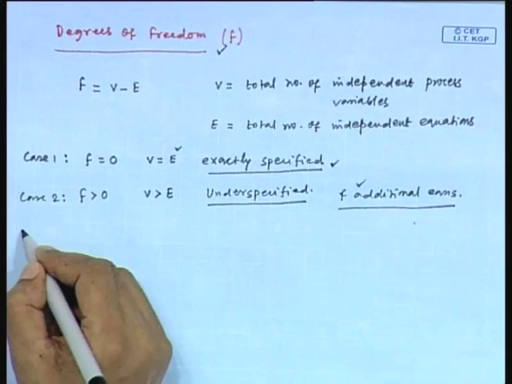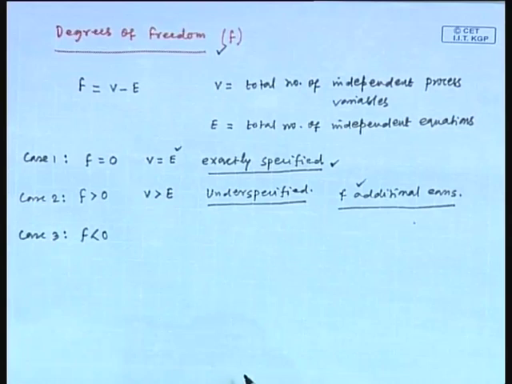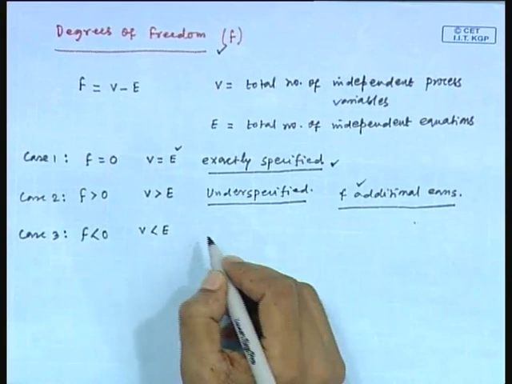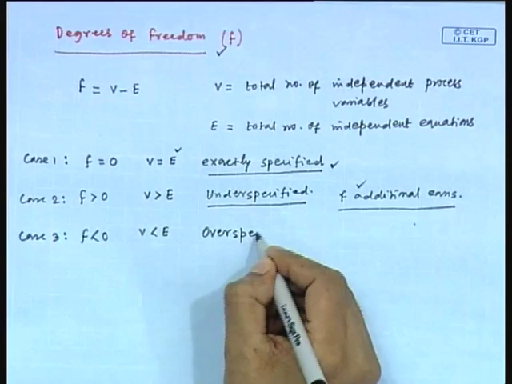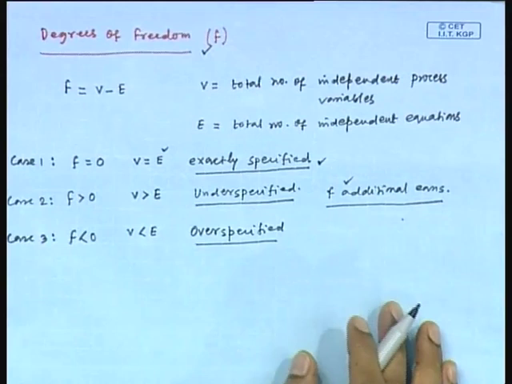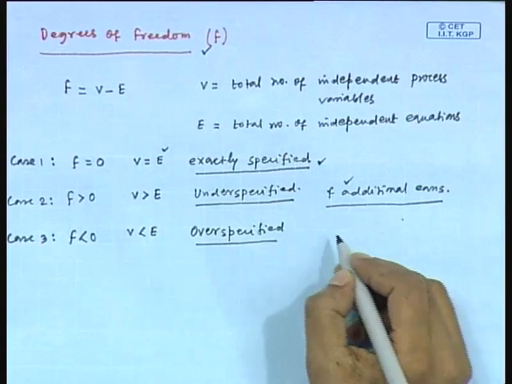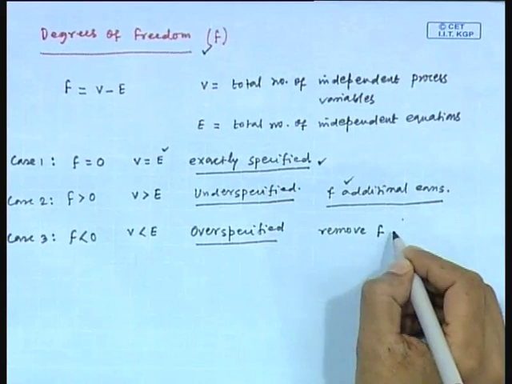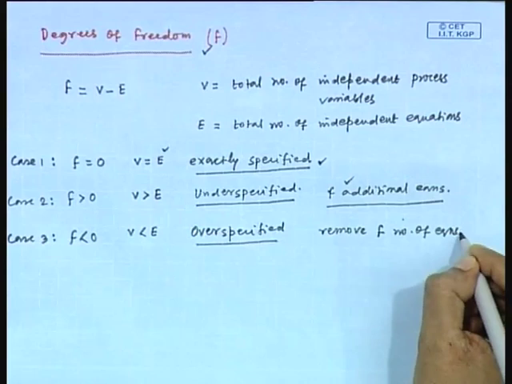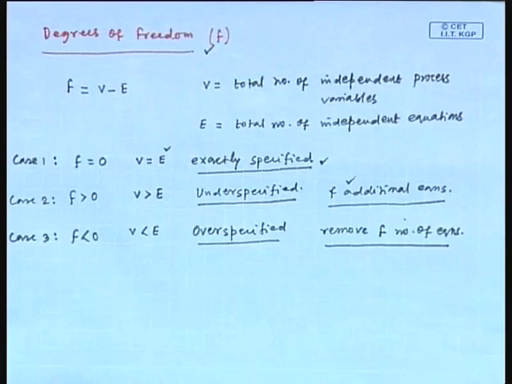The last case is F less than 0. That means the total number of independent process variables is less than the total number of independent equations. In this case, the system is called overspecified. To make the overspecified system exactly specified, we need to remove F number of equations. Usually in practice, case 2 is the common one. I mean, F greater than 0 is the common case in practice.